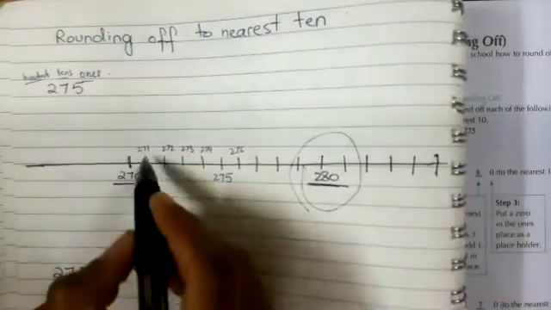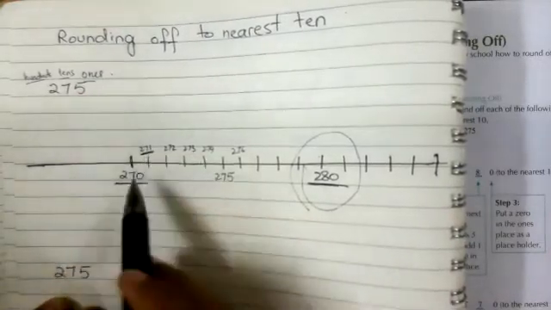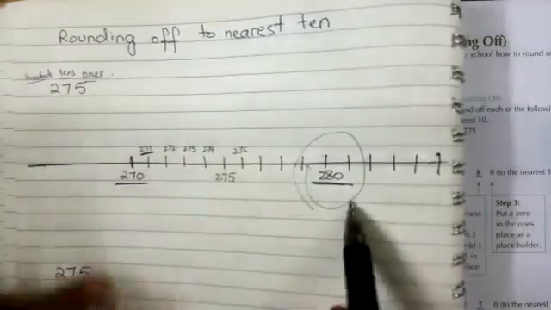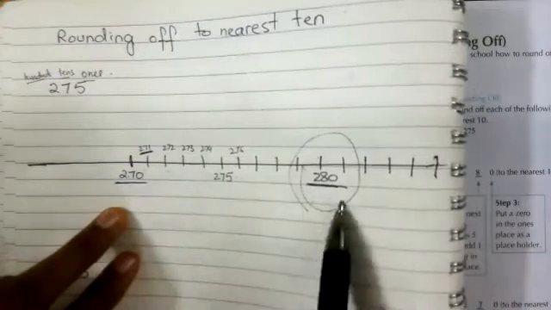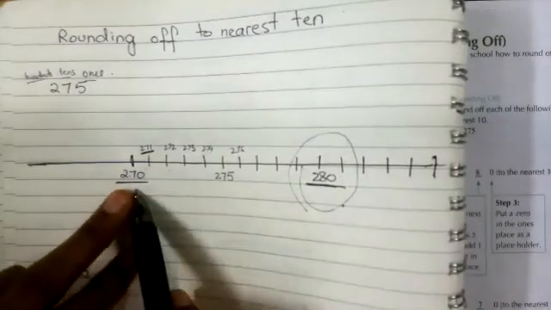If, for example, the number was 271, which 10 is it closer to? Now this is very evident on this number line. Which 10 of the two is 271 closer to?